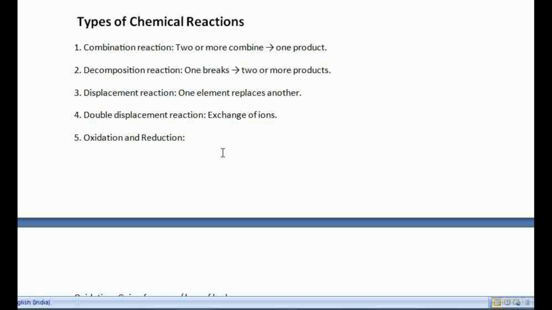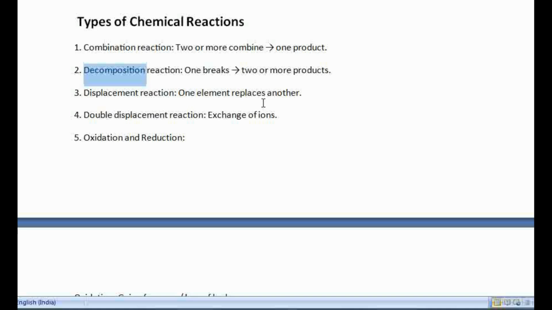An example for combination reaction is 2H2 plus O2 gives 2H2O. The second one is decomposition reaction. One breaks and gives two or more products. You can see the example: 2H2O gives 2H2 plus O2. It is the reverse, so you should think of it in a reverse method.